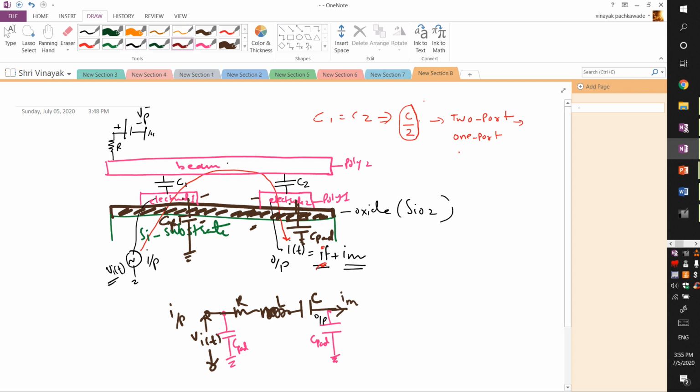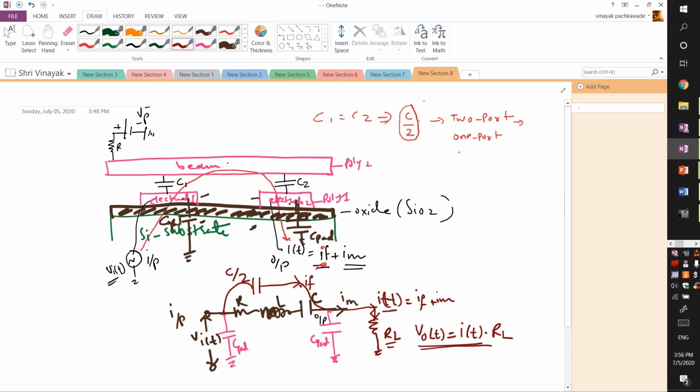So where is the feed through now? The current due to feed through is right over here, and this capacitance is C by 2. So obviously the current through this capacitance is reduced. So you have this IF, and then the total current is IT. I of t will be IF plus IM. And then if you have the load RL, this I of t flows through RL, and what we have is the output voltage VO of t, which is I of t into RL. So that is how this structure is formed, and the equivalent circuit is formed.